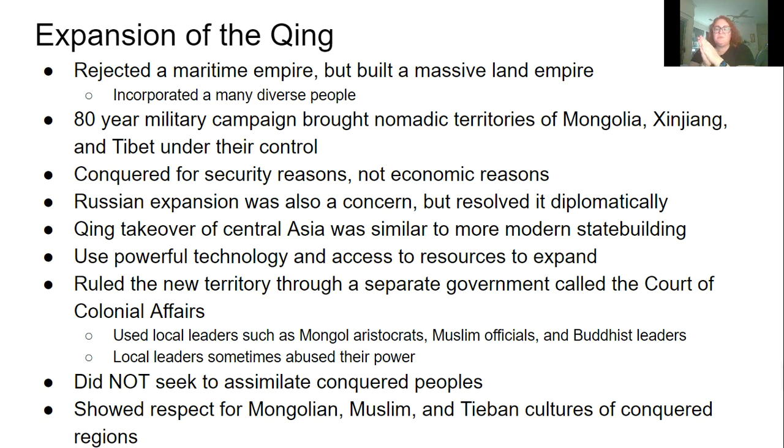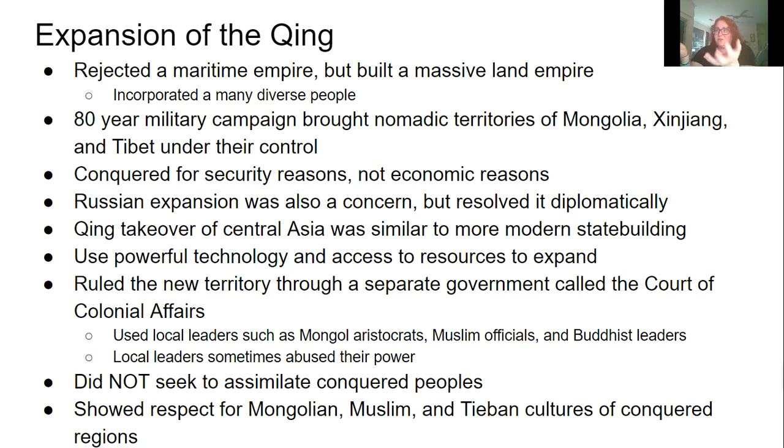Then you see the expansion of the Qing. They did reject a maritime empire, but they built a massive land empire, and they incorporated many different diverse peoples in this group. There was an 80-year military campaign that brought victories over the nomads of Mongolia, Xinjiang, and also Tibet.